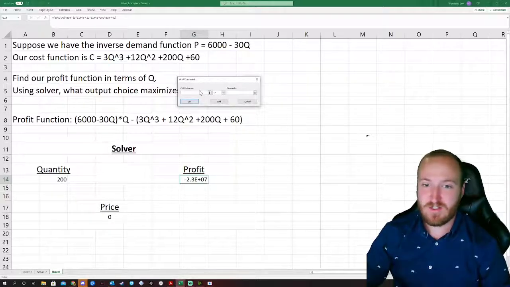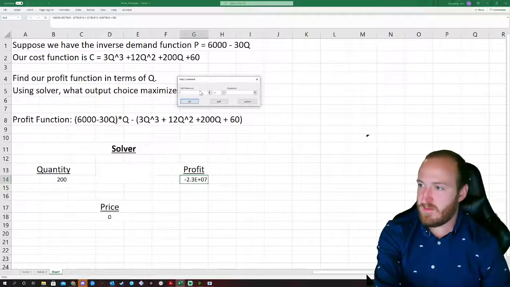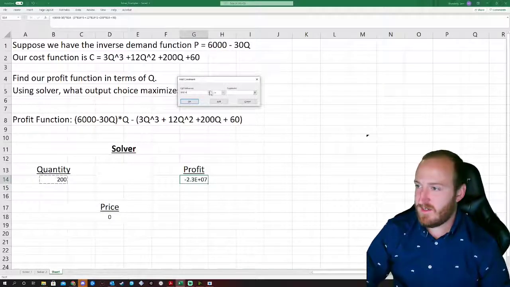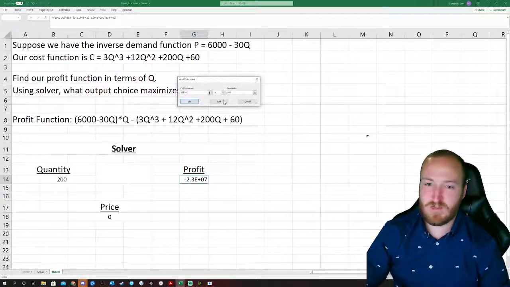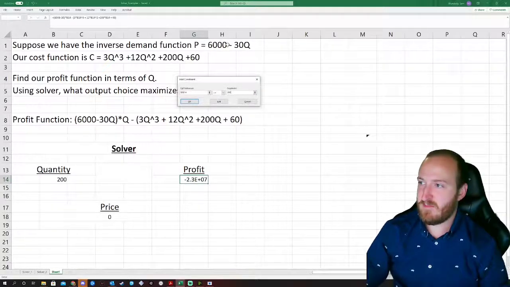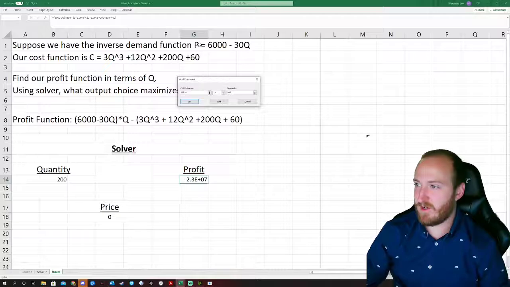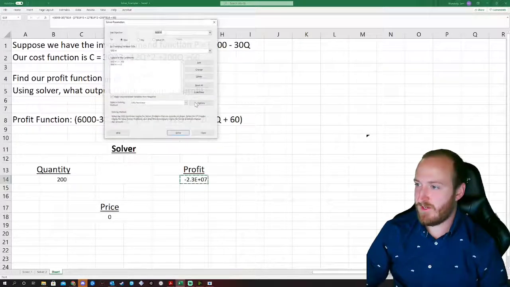Also, we need price to be positive as well, meaning that quantity has to be, looking at 6,000 minus 30Q, quantity has to be less than or equal to 200. If it's bigger than 200, then price becomes negative, because 6,000 minus 30 times 200 is equal to 0, right? So any bigger quantity results in some negative price, and we don't want that to occur. So we'll set a maximum of 200 for quantity as well and hit OK.